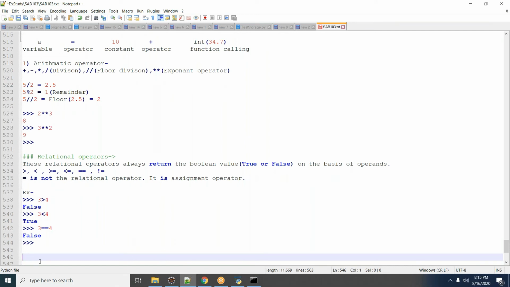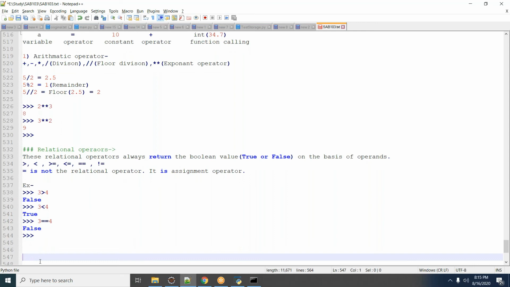The next is logical operator. But before learning logical operator, we will have a 2-minute break. So let's meet at 8:17. Now it's 8:15. Let's meet at 8:17.